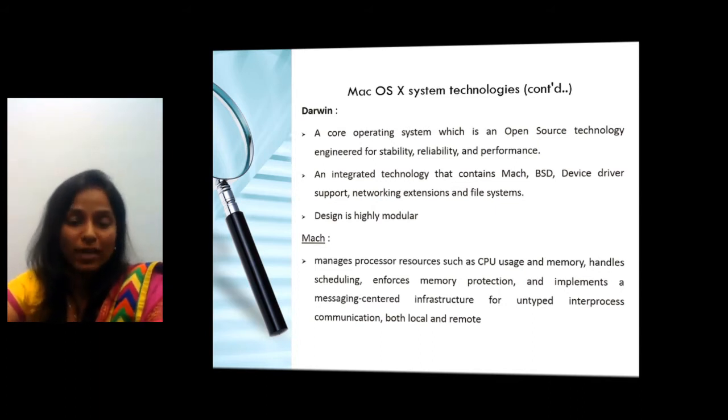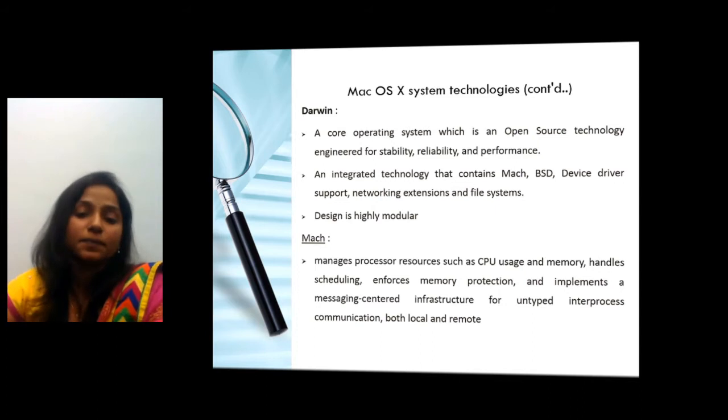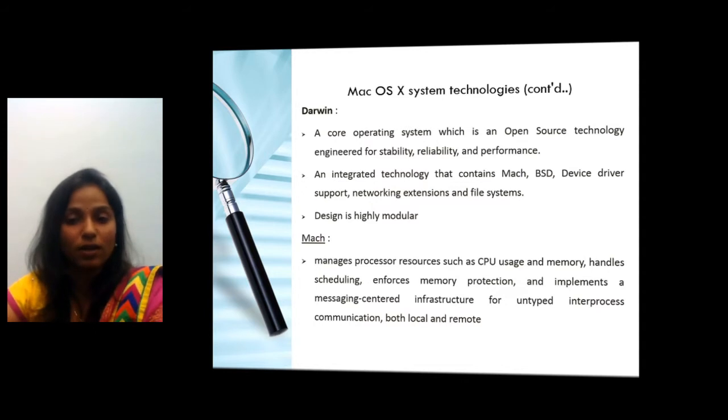The design of Darwin is highly modular, so that each module which is developed is independent of the other modules, and there is a high level of communication between the modules in order to manage all the applications that are running on the Mac. Mach is the heart of Darwin. It is called a microkernel. It manages all the processor resources such as the CPU.